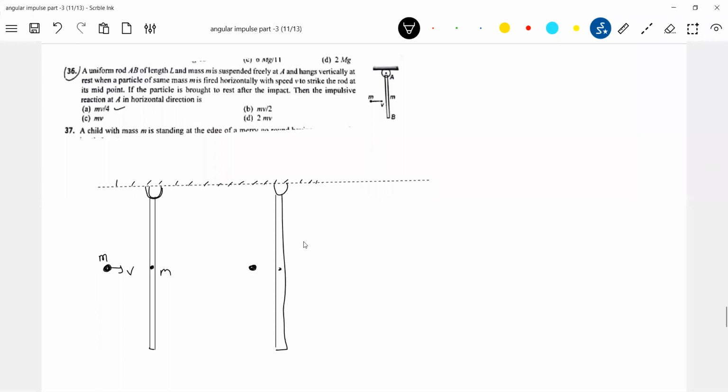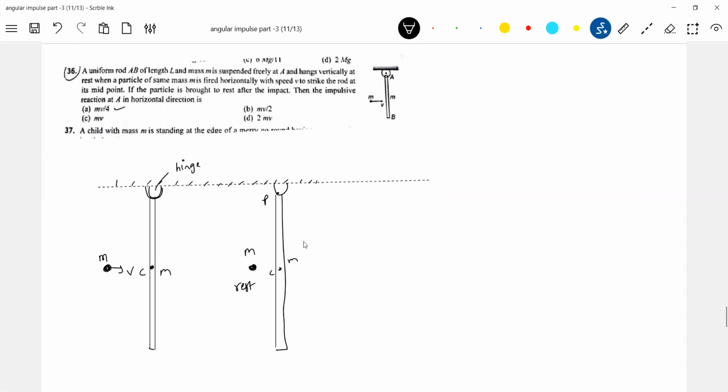The particle has come to rest here. Keep it here. This is the velocity of center of mass. This is a point P. What is our question? Finally, what is asking? That impulse at the hinge, the horizontal impulse. And just after impact, what will happen to the rod?